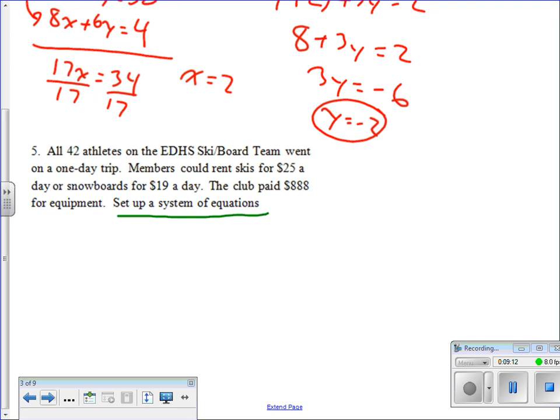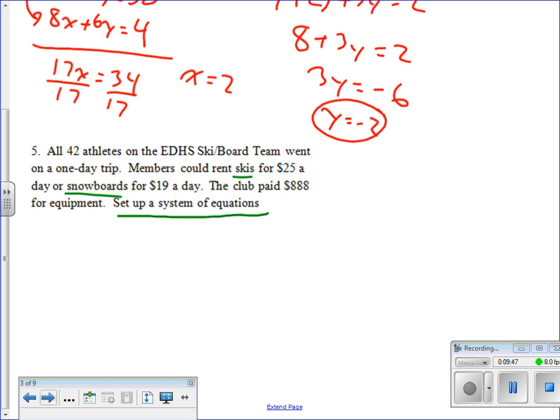So all 42 athletes on the ski and snowboard team went on a one-day trip. Members could rent skis for $25 a day, snowboards for $19 a day. The club paid $888 for equipment. Set up a system of equations. So you have one for how many skis and snowboards they rented. I didn't make up this problem. I kind of don't like it because I have snowboards and skis. They both start with the same letter, so it makes for a crappy equation.